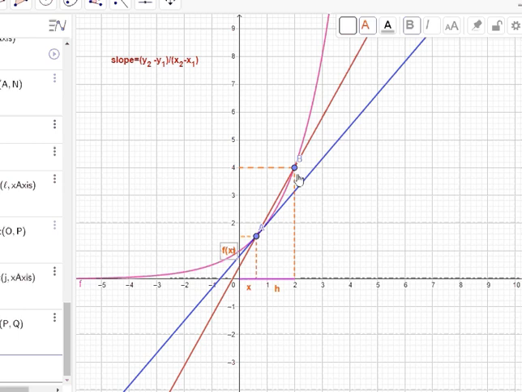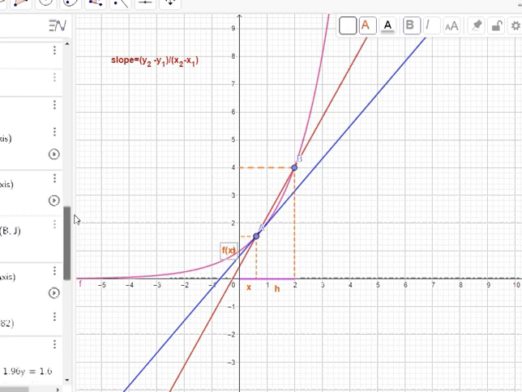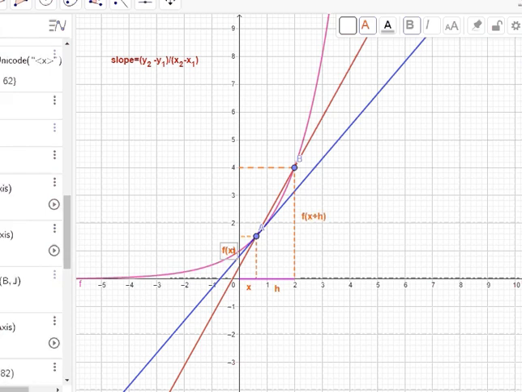So the x coordinate of the point B is x plus h, and then the y coordinate of my point B is f of x plus h. So the length from here to here is x plus h. This is the x coordinate of my point B. So f of x plus h is the y coordinate of my point B. I will locate it here. So now I have the coordinates of 2 points known, x, f of x and x plus h, f of x plus h. So I can use the slope formula that we already know.